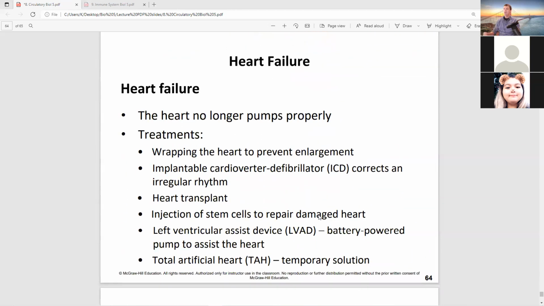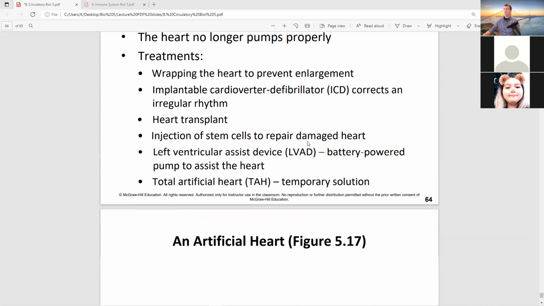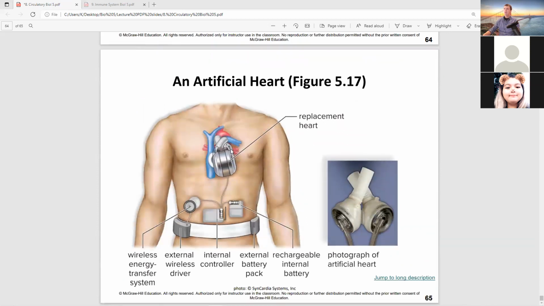Okay, so heart failure, the heart no longer pumps properly. There are a couple of different treatments for heart failure. You can wrap the heart to prevent enlargement. You can implant a cardioverter defibrillator, or an ICD, that corrects an irregular rhythm. You can also do a heart transplant. You can inject stem cells to repair the damaged heart. You can also implant a left ventricular assist device, which is battery powered, to assist the heart. Or you can use a total artificial heart, which is a temporary solution. And that's imaged here, showing you the artificial heart.